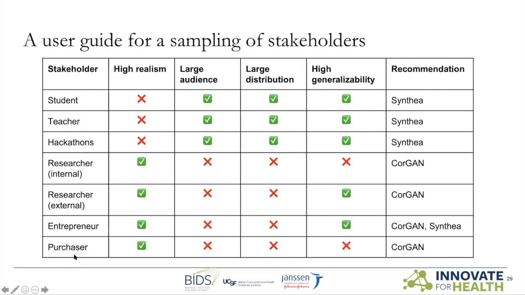Lastly is a purchaser of a given product within a healthcare institution or other institution. Many times these products are advertised to healthcare institutions, but it would be great to be able to validate that product before purchase on datasets that resemble the healthcare institution's dataset. So in that case, high realism is extremely important, and CorGAN would be the best.